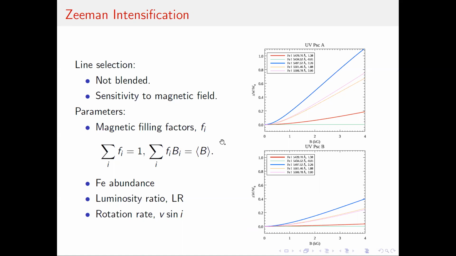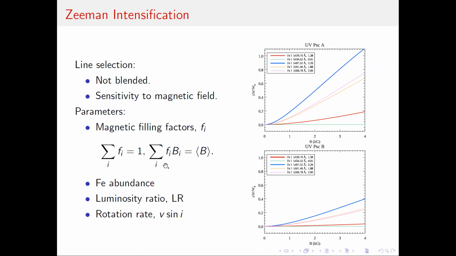And the way we do this is that we perform Markov chain Monte Carlo sampling using the magnetic filling factors as parameters. These are essentially parameters that say how large part of the stellar surface is covered by magnetic fields of a certain strength. Specifically, we demand that the sum of all these filling factors should be equal to 1. We don't want 200% of the star to be covered by magnetic fields. That doesn't really make sense.